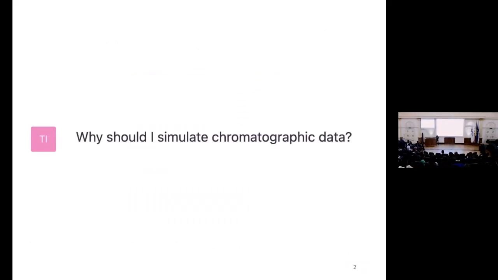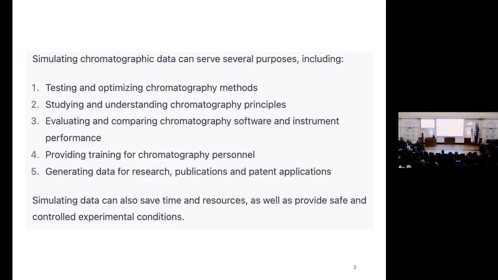I couldn't think of what to put for my outline, so I asked, why should I simulate chromatographic data? I figured maybe AI could tell me the reason, and the answer is not too bad, actually. You want to test and optimize methods. You want to study underlying principles, like I was talking about. What I'll talk about is bullet point number 3, evaluating and comparing software.